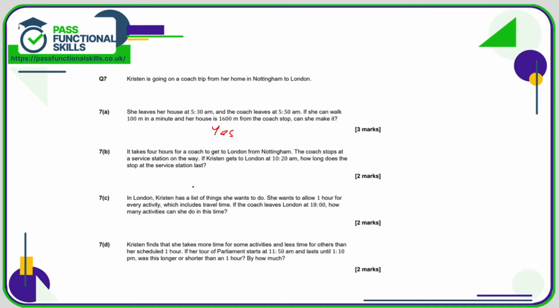It takes 4 hours for a coach to get to London from Nottingham. The coach stops at a service station on the way. If Kristen gets to London at 10:20 a.m., how long does the coach stop at the service station? Well, we know that the coach leaves at 5:50. And if it takes 4 hours, if we add 4 hours to 5:50, that takes us up to 9:50. So if the coach had driven non-stop, it would have got there at 9:50, but instead it gets there at 10:20. What's the difference between 9:50 and 10:20? Well, that is a gap of 30 minutes.